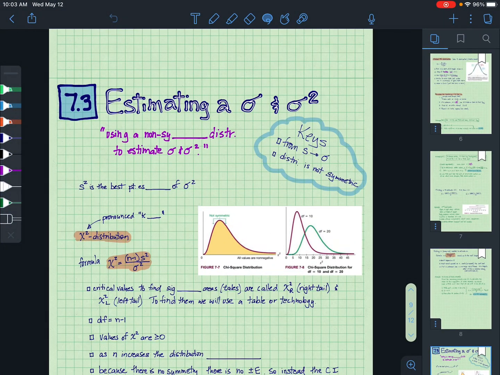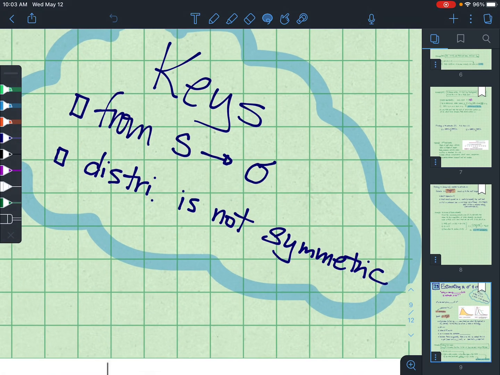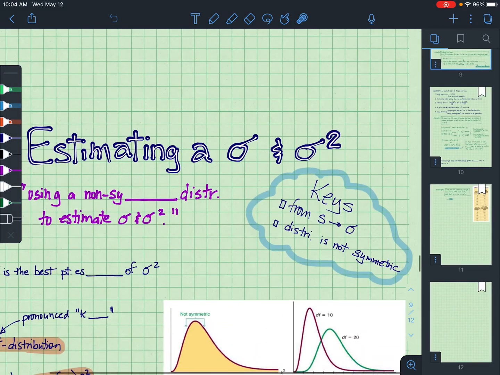Lesson 7.3, our last in Chapter 7, estimating a standard deviation or a variance, right, is the name of the game. Our key is that we are going to use our sample standard deviation to get to our population. Yes, that's the difference between these two. And the big deal here is that now, as opposed to the last two sections, our distribution is asymmetrical. And that's going to pose a little bit more work.